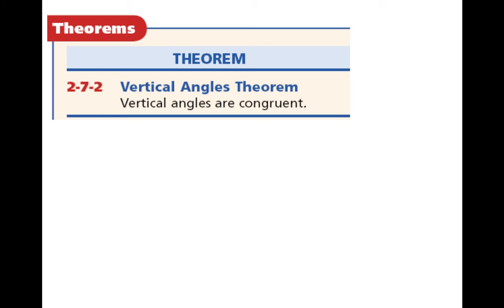Next theorem is the vertical angle theorem. Vertical angles are congruent. We will use this theorem a lot. Okay, again, it's not in if-then form. So think about how it would go in if-then form so that you can determine your hypothesis and conclusion. Pause and give it some thought. Write down what you think.